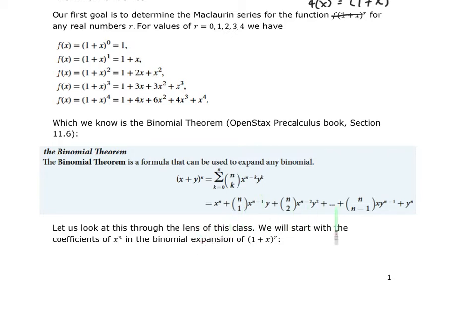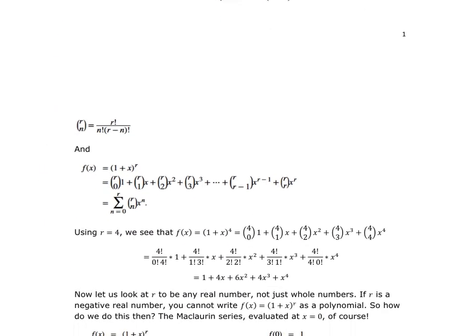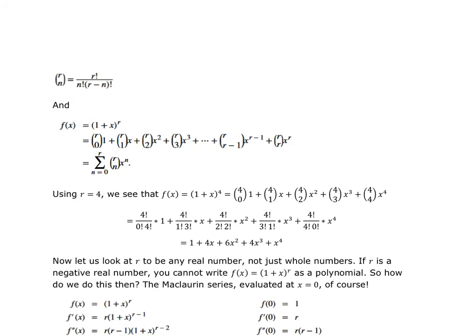So in other words, it looks like this, which is where we got the 1, the 4, the 6, the 4, and the 1. If we had multiplied it out completely, we would have got this, or if we used the binomial theorem, we would have also got this, or Pascal's triangle, which is, of course, derived from here. Now we are going to look at it through the lens of Calculus 3, which says, let's start with coefficients of x to the n in the binomial expansion. Looking at just the coefficients, r choose n is r factorial over n factorial times r minus n factorial.